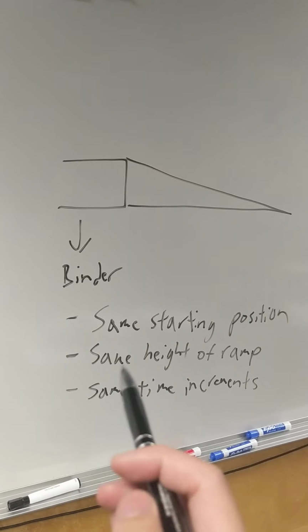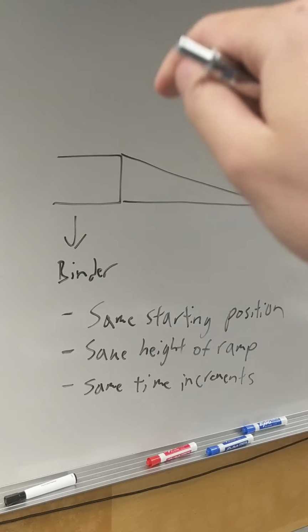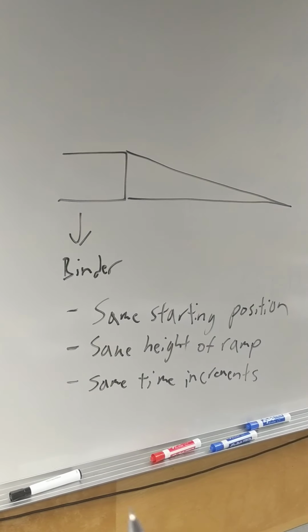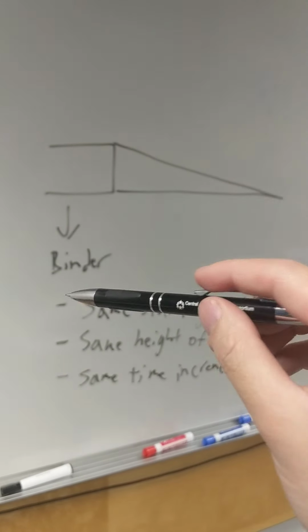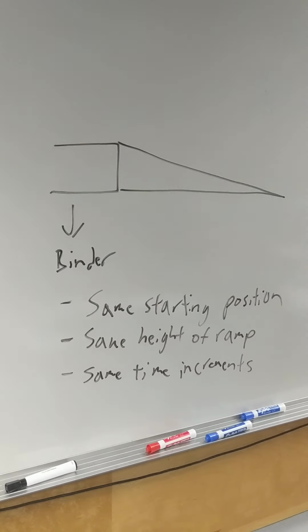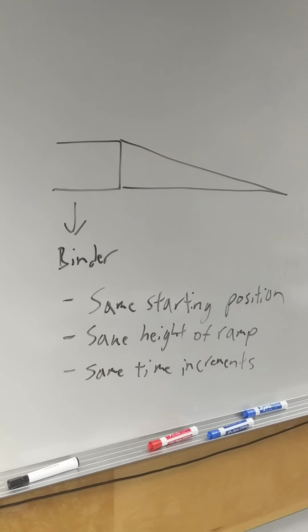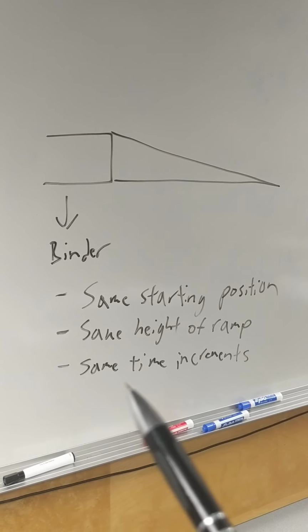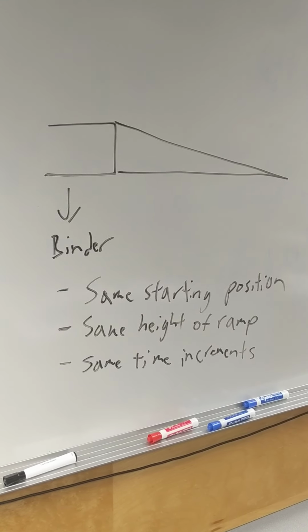And the things that we keep constant are, for example, the same starting position. So I'm always going to have the back wheel at the very edge of the ramp, and I'm going to have the same height for each ramp, right? So I have a binder holding up the ramp, and the binder is approximately 9 centimeters in height. And another thing that's common is that we're going to keep the same time intervals, right? So I'm going to measure at 1, 2, 3, 4, and 5 seconds.